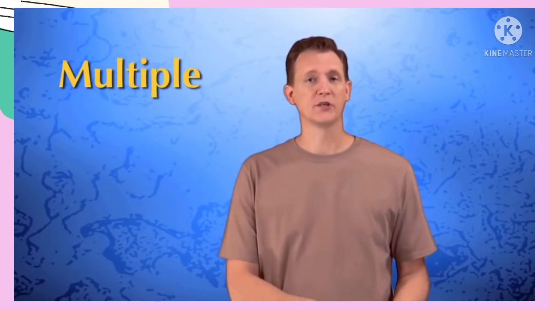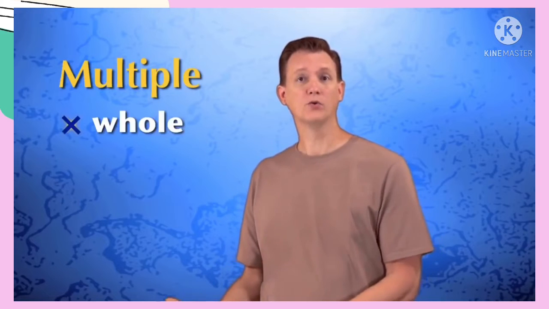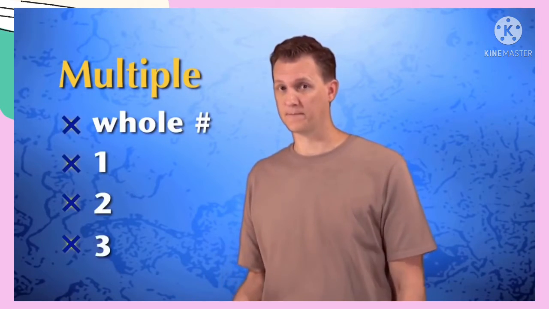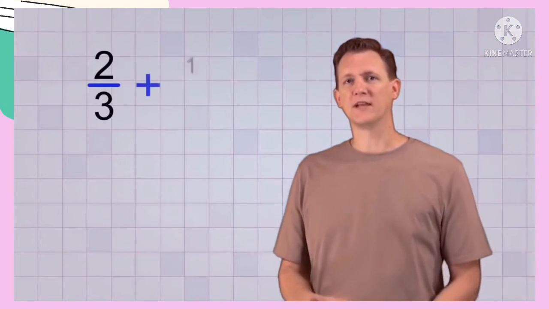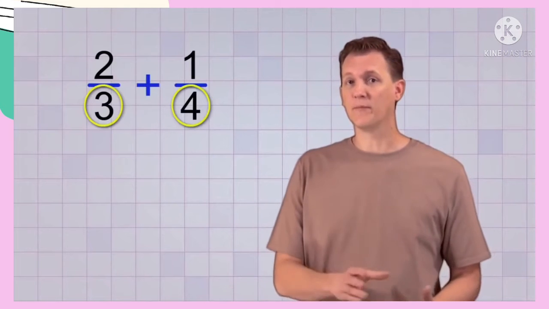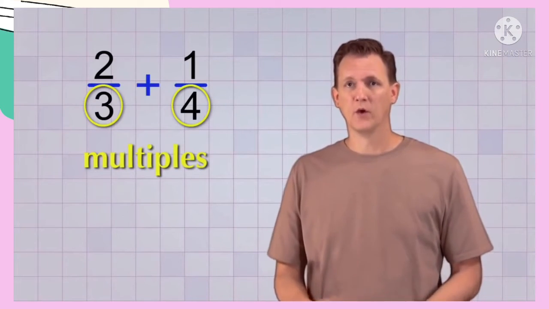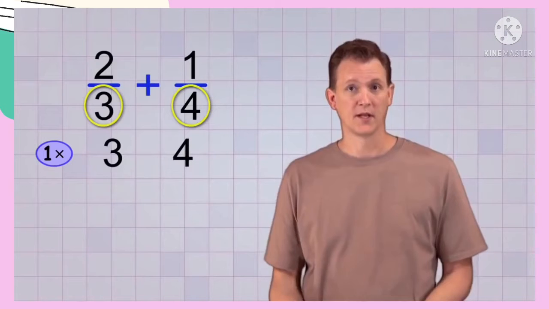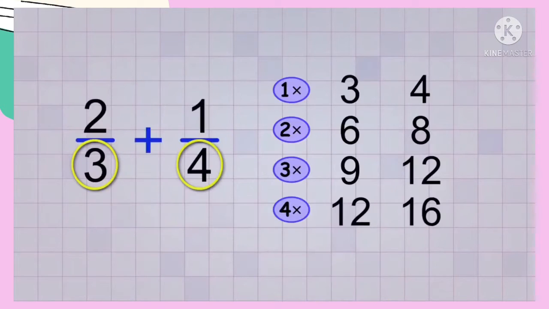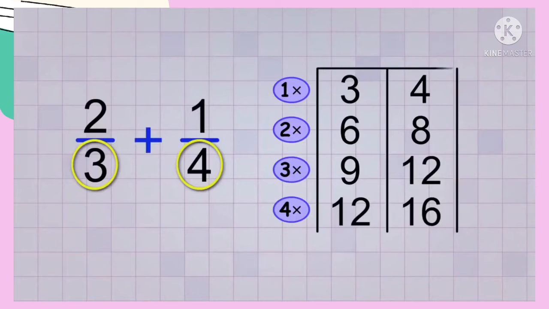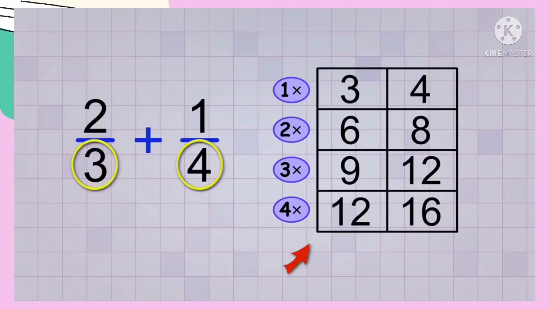Now, in case you've forgotten, a multiple of a number is just the result of multiplying it by another whole number, like 1, 2, or 3. So here's what we're going to do to find the least common denominator, or LCD for short. First, we'll take the two different bottom numbers and start making multiples of each of them. We start with 1 times the numbers, and then 2 times, and then 3 times, and 4 times, and so on. It helps to arrange these multiples in a small table, almost like a scoreboard, so that you can keep things organized and easy to find.